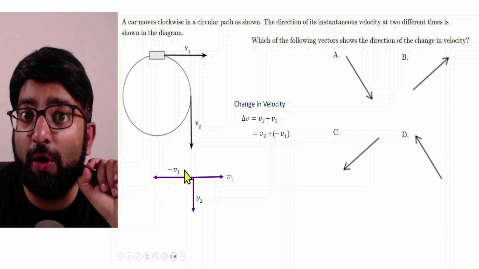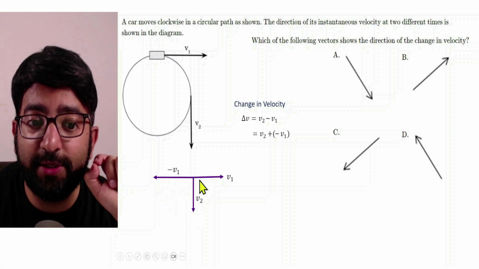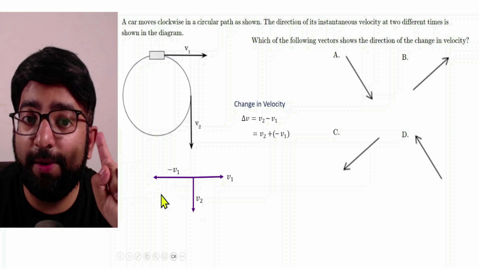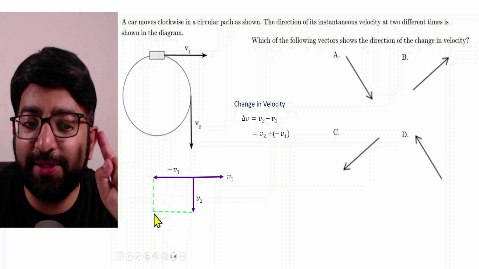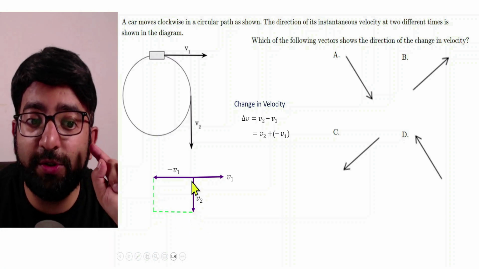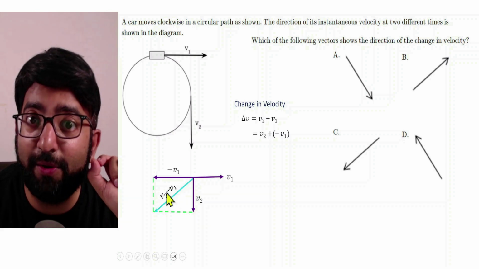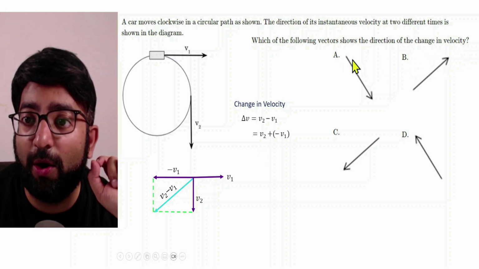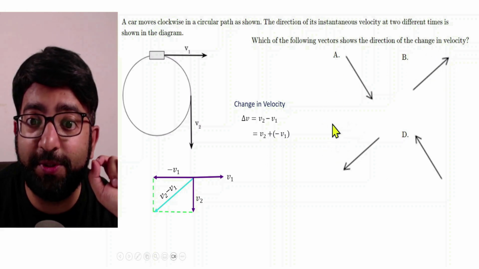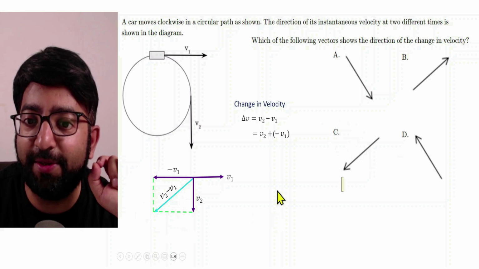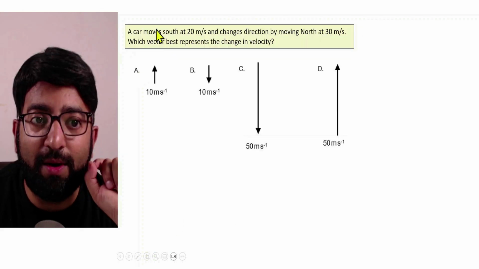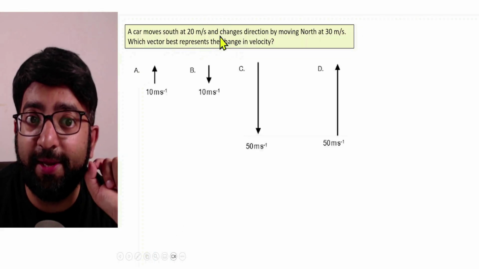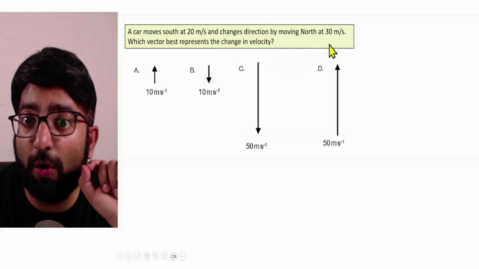And now we will use the law of vector addition using the two vectors v2 and negative v1. Step 1 is to create the parallelogram, which in this case is the rectangle. Step 2 is to draw the diagonal. And this diagonal will give us v2 minus v1, which is the change in velocity. And now if you look at all the options, it is option C which matches with this direction, and hence the answer is C.